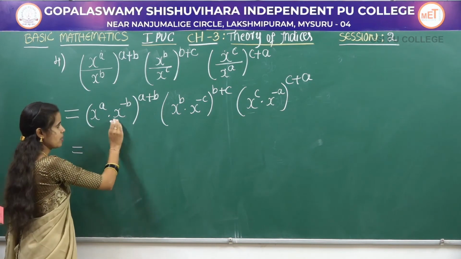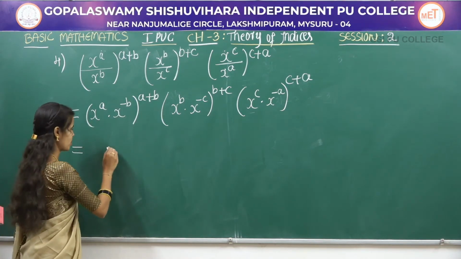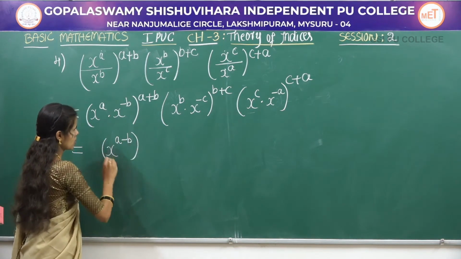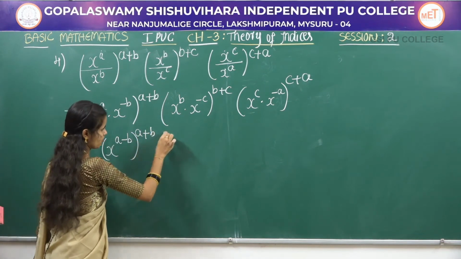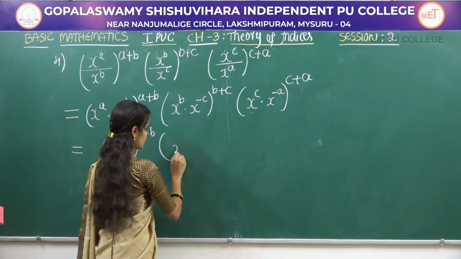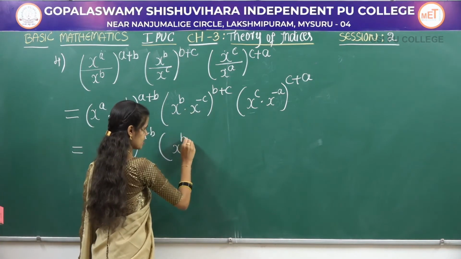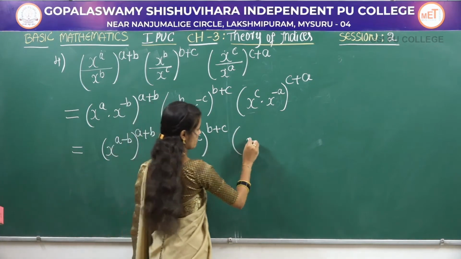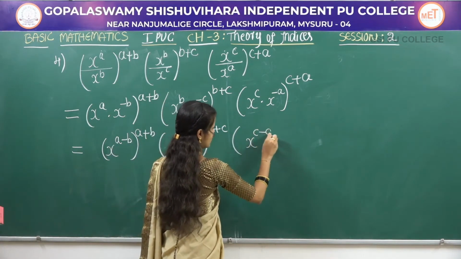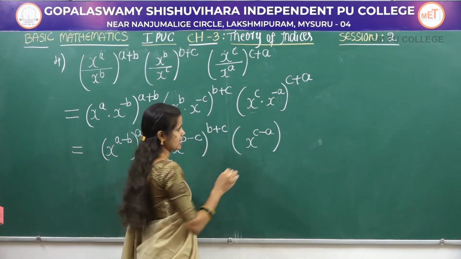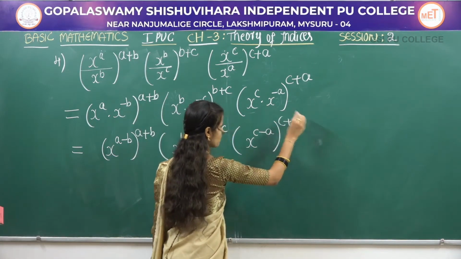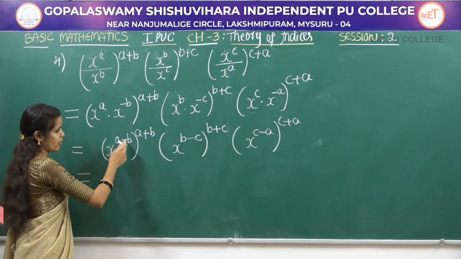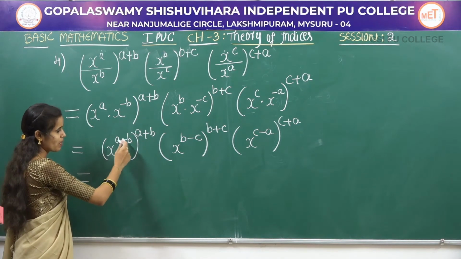Now here simplify, base is same, so add the powers, apply first law of exponents, x to the power of a minus b whole to the power of a plus b. Here also apply first law of exponents, base is same, so add the powers, b minus c whole to the power of b plus c here. So same, c minus a, x to the power of c minus a whole to the power of c plus a. Okay. Now here apply third law of exponents, a to the power of m whole to the power of n can be written as a to the power of m into n.